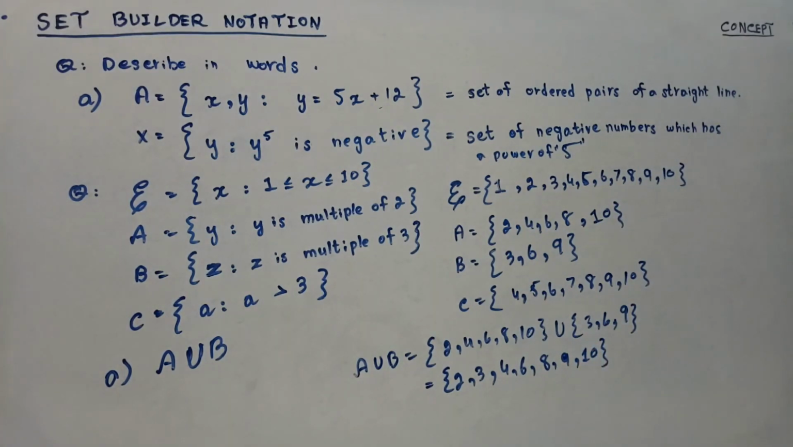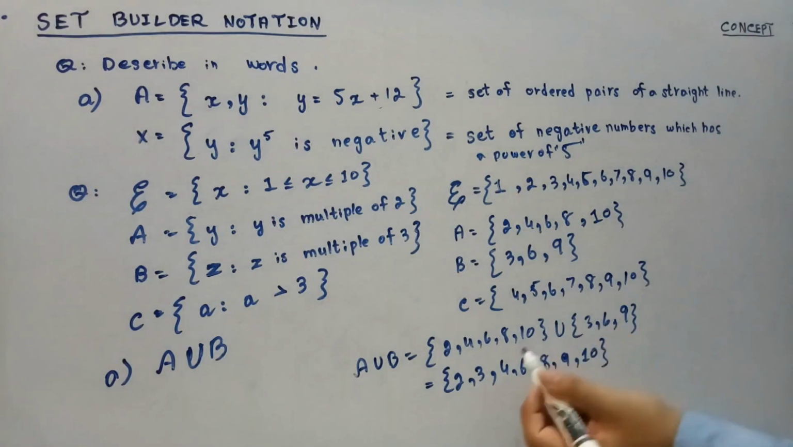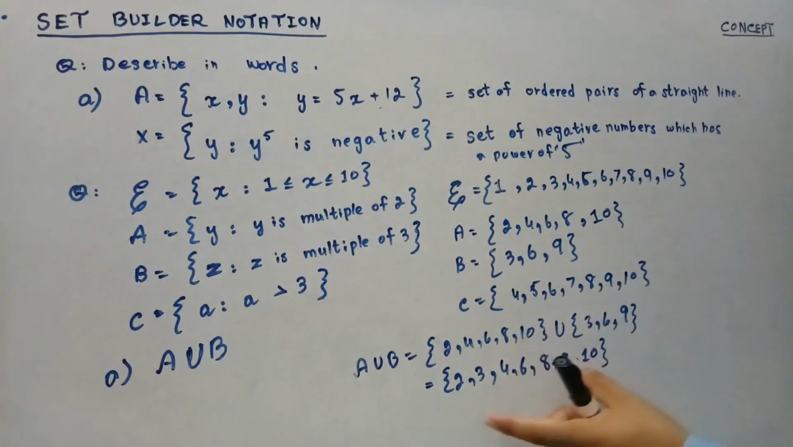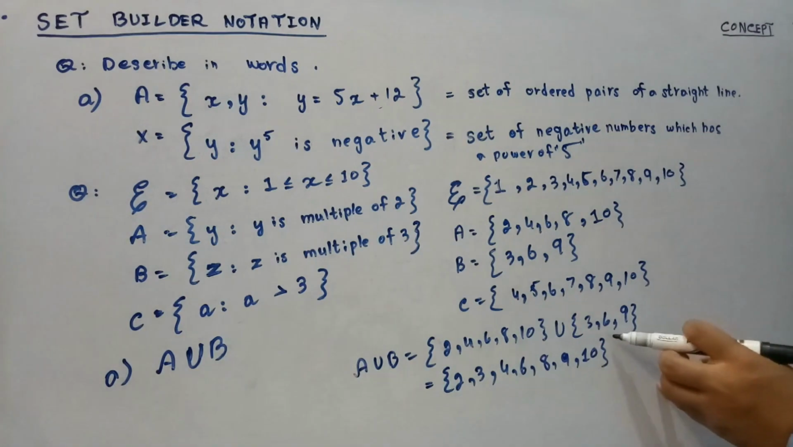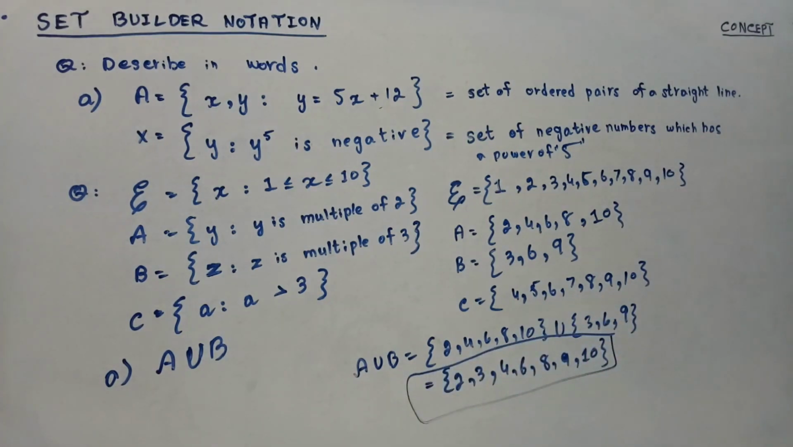I have taught you union and intersection in the previous video, so you can go and watch it. Here it is again in set builder form, so I have again described it and again solved it. Union means to combine. So I have combined sets A and B, I have taken the union of set A and B. Clear? I hope you got all my points. So that is it for this video, set builder notation.